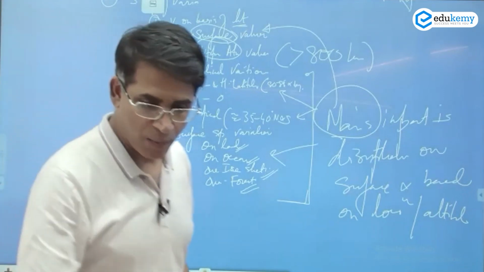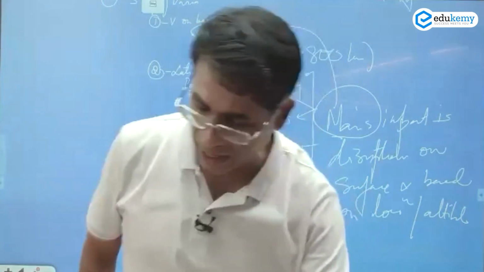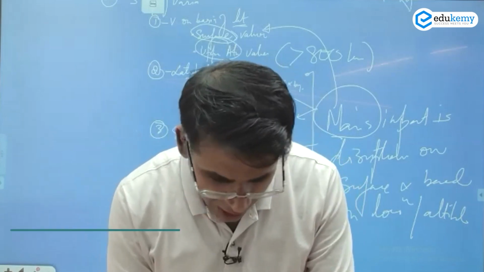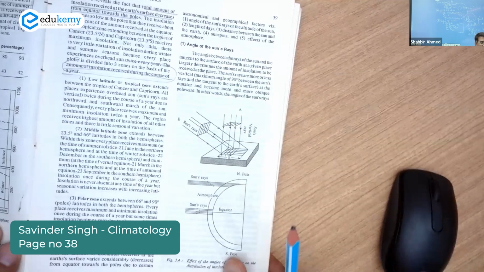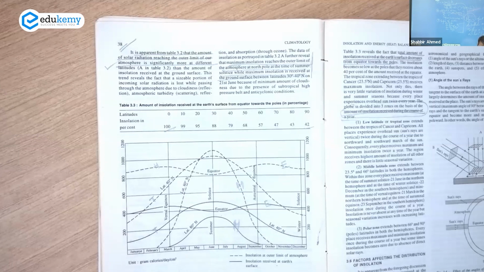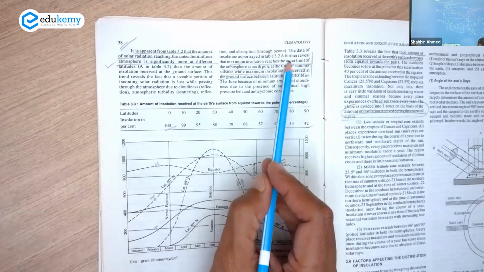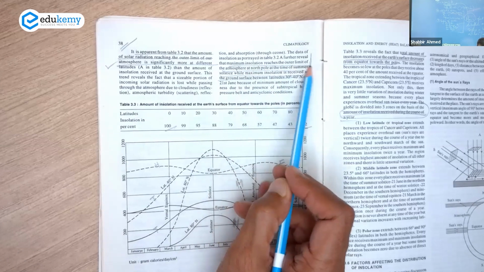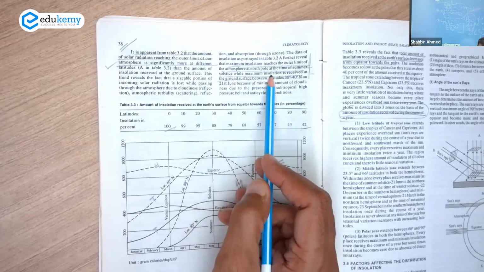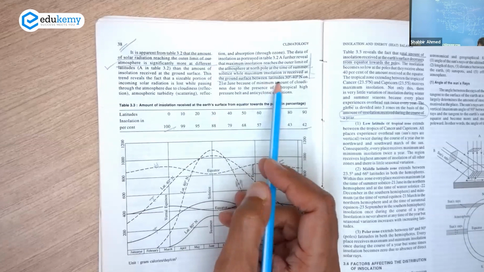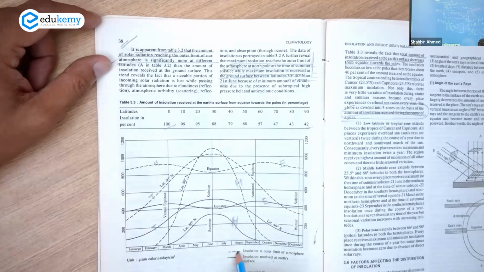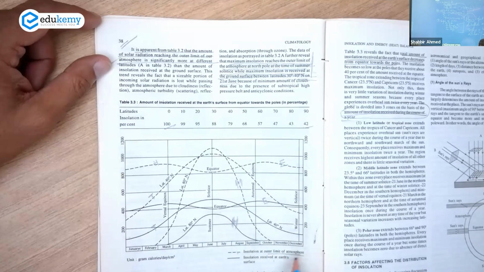Now, please open up your Savindra Singh Climatology, and we are looking at page number 38. This is one of the diagrams I want you to look into. Okay. So the maximum insolation reaches the outer surface of the atmosphere at the North Pole at the time of the summer solstice, while the maximum insolation is received at the ground between latitudes 40 and 34 degrees on 21st June. So the dotted line is on the outer atmosphere. On the outer atmosphere, the maximum we have is here.